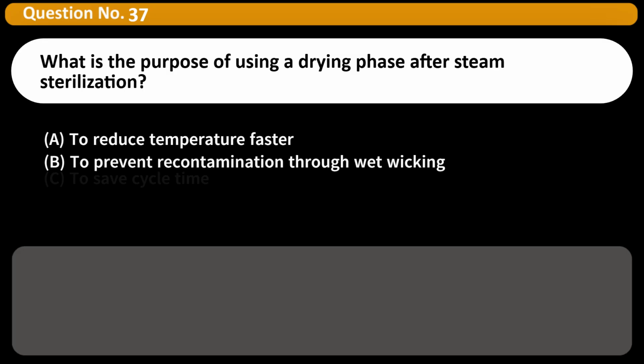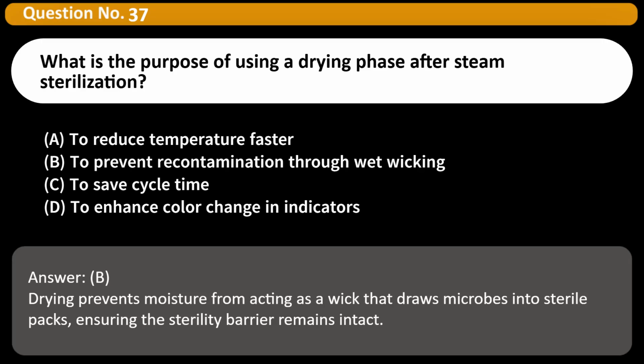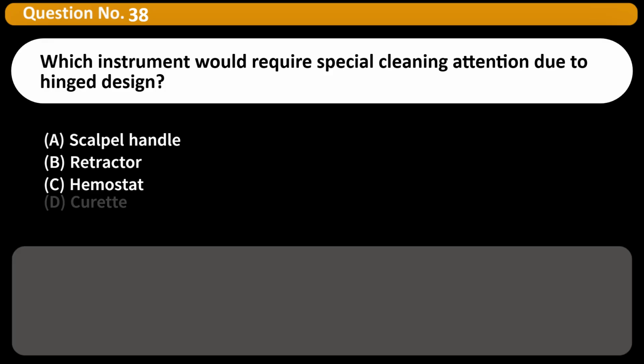What is the purpose of using a drying phase after steam sterilization? A. To reduce temperature faster. B. To prevent recontamination through wet wicking. C. To save cycle time. D. To enhance color change in indicators. Answer B. Drying prevents moisture from acting as a wick that draws microbes into sterile packs, ensuring the sterility barrier remains intact.